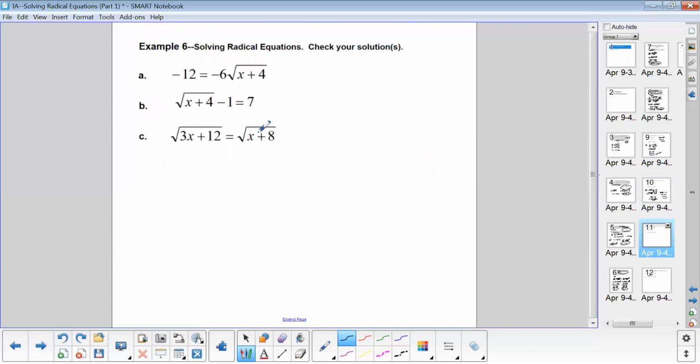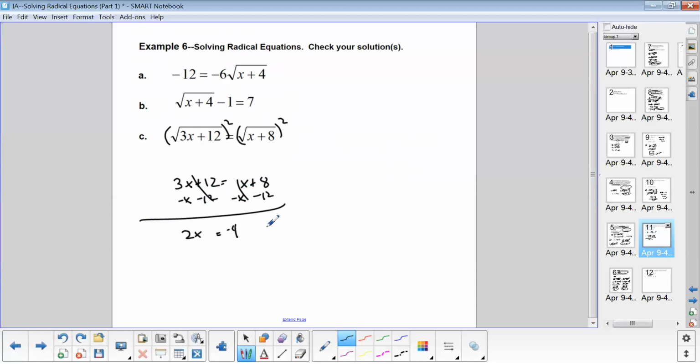So part C. Notice I have radicals on both sides. So I'm just going to square both sides of the equation. If I square the left side, I'm just going to get 3x plus 12. And if I square the right side, I'm going to get x plus 8. And now from this point, there's no radicals. It's just subtracting x, getting my variables on one side. I'm going to subtract 12. So 3x minus x, I get 2x. Subtract 12 over here, I get negative 4. So divide by 2, I get x equals negative 2.